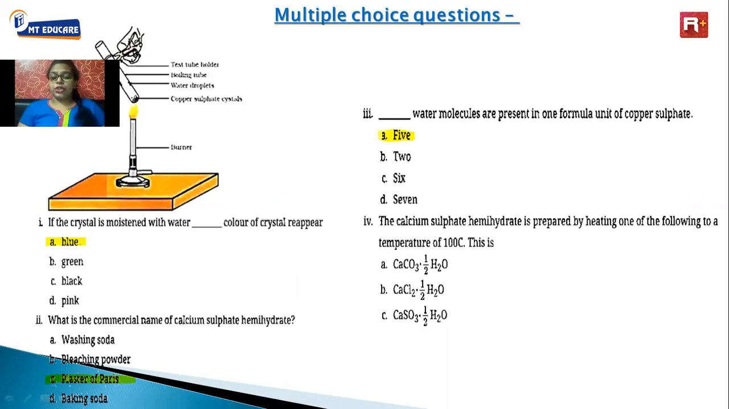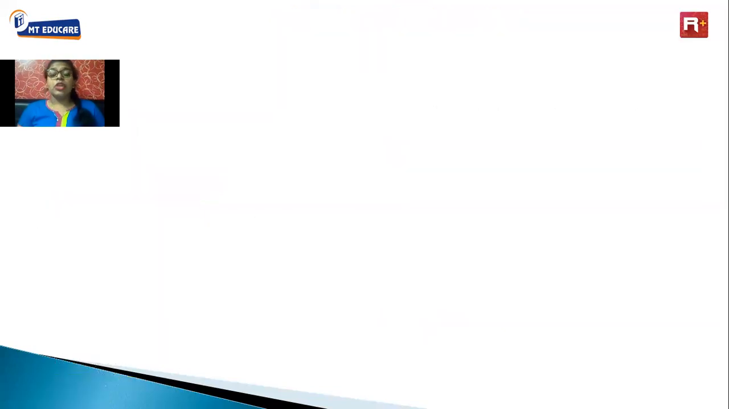Fine. And the last question: calcium sulfate hemihydrate, what is it? It's plaster of Paris, that is POP. It is prepared by heating one of the following to a temperature of 100 degrees Celsius. It is CaSO4.1/2H2O. Here there is a misprint. It should be CaSO4.1/2H2O. Fine. So simply you have to answer the questions and you will get 4 marks easily. This is one type of question which is asked.